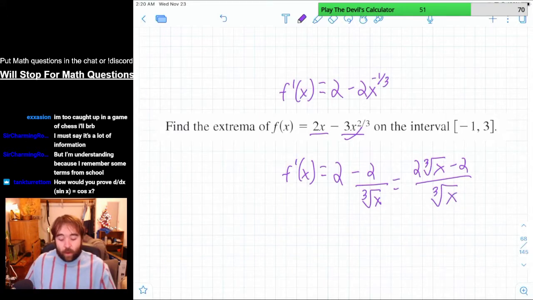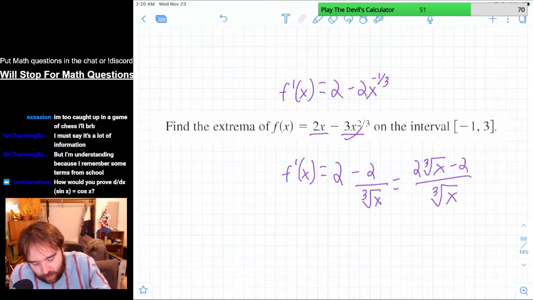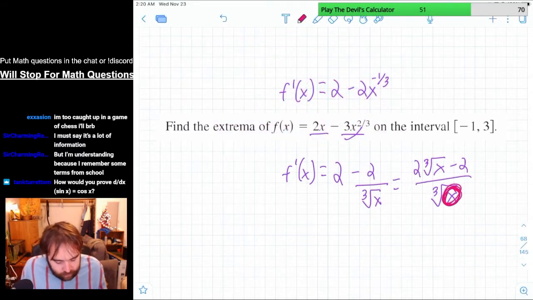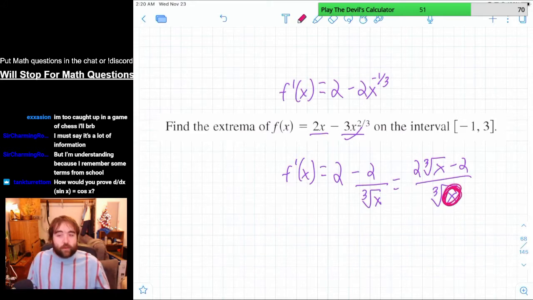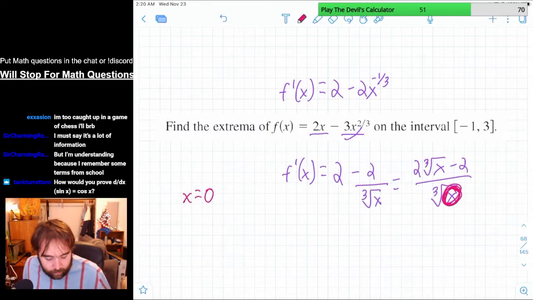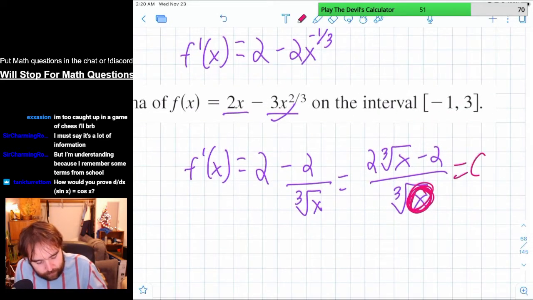And so now what? We want to say, when is that derivative 0? And when is that derivative undefined? Well, again, I'll start with undefined, but here it actually is undefined somewhere. Look, when x equals 0, it's going to be undefined because the cube root of 0 is 0. So this derivative is undefined at x equals 0. So that's one of our critical numbers. And then what's the other critical number? When it equals 0?